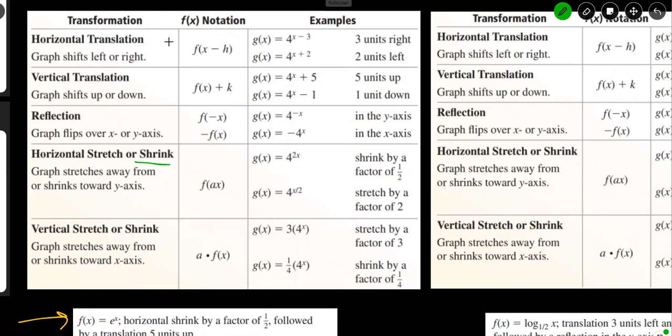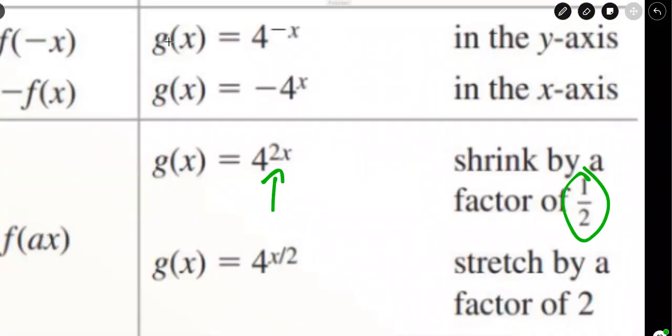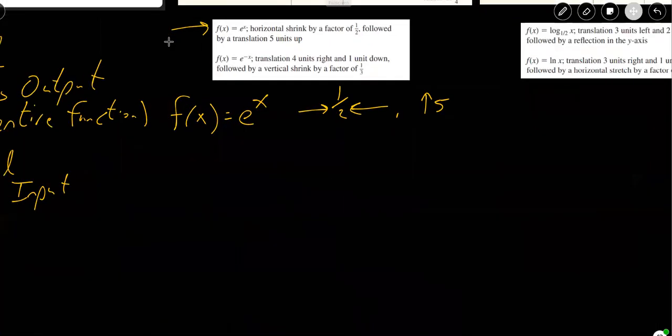And remember, when it's a shrink, that's the reciprocal. So if I'm shrinking by a factor of 1/2, I'm going to take the reciprocal of 1/2. I'm going to use that to multiply my x value. In this case, my reciprocal of 1/2 would be 2. All right, so I'm going to rewrite this.